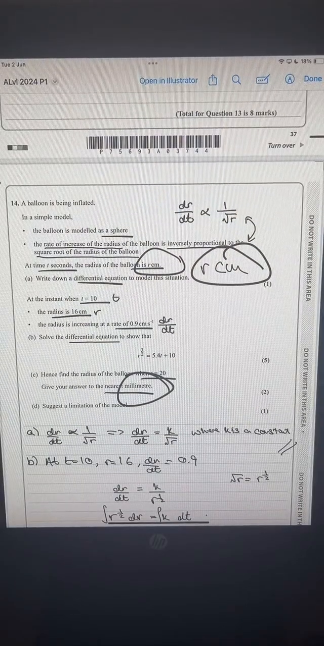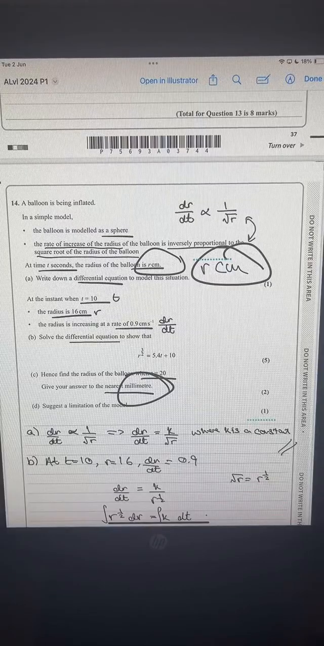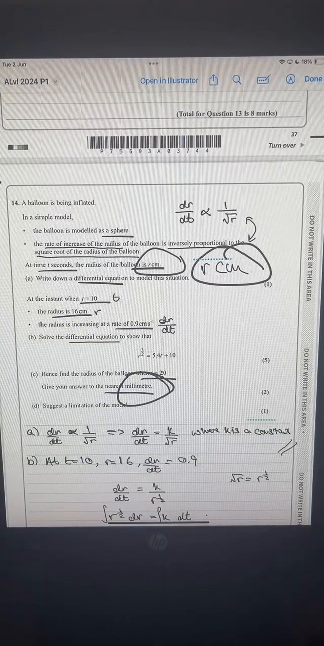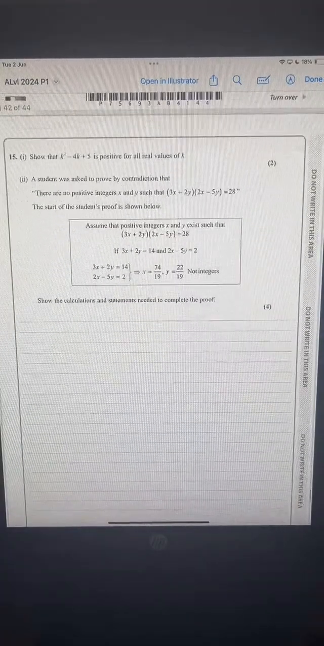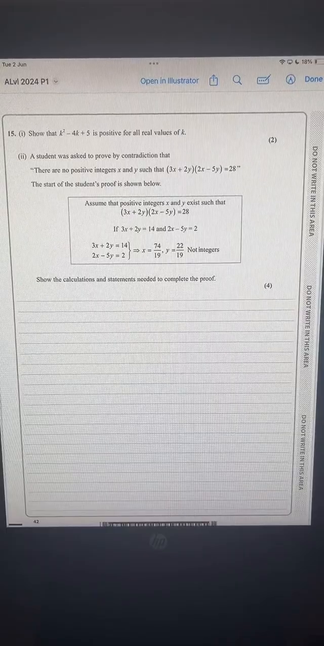So for question 15, I always find that the last questions of the maths exams tend to be the proof question. And this proof was unique. I've never seen this type of proof before, so it's unlikely they'll give it to you, but it's good to go through just so you know how to work through these types of questions.